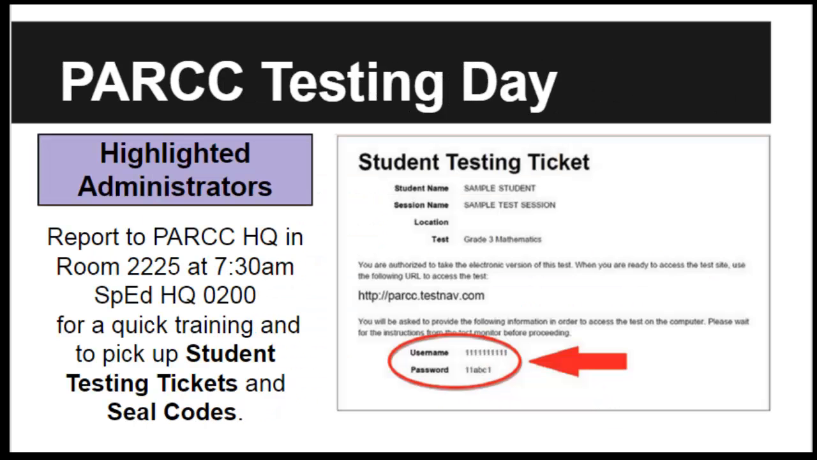On the testing day, in the test headquarters, 2225 for regular ed and 0200 for special ed, those of you that come there, and I would like for you to be there by 7:30 a.m., you'll get some last minute information, and you'll also get a folder with the materials that you need for testing. The materials include the student testing tickets, which we'll talk a little bit about what you need to use those for, also scratch paper for the students, and also the testing room seal codes, and we'll talk about how you use those in a minute here.